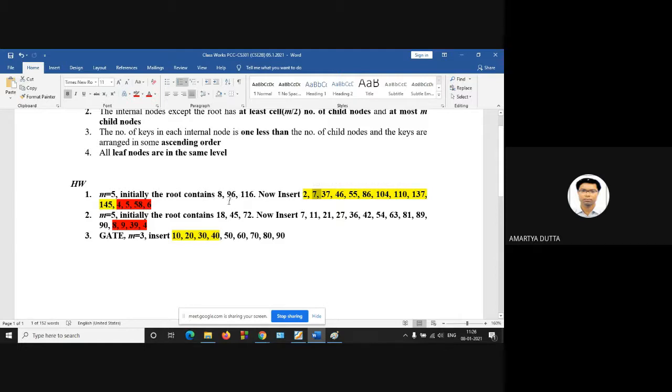7, 8, 96, 116, so 8 will be the median and it is pushed up, Soham said this, but actually... তাই তো সোহম? Yes, sir. But the tree structure is already given to you. এবার তোমাকে বলেছে নাও ইনসার্ট 4, 5, 58, 6, you just have to mention the appropriate splitting.